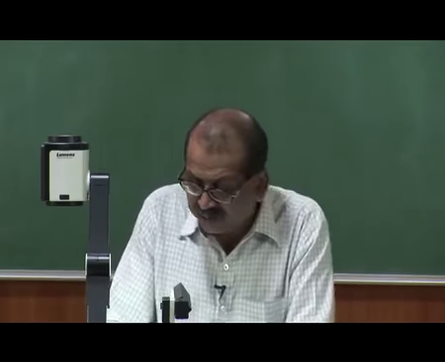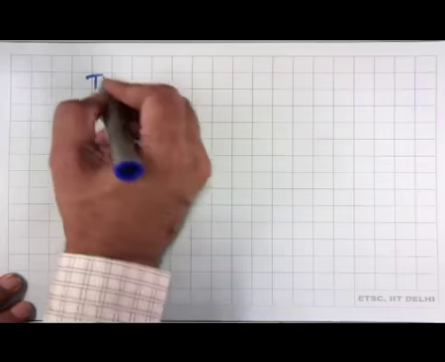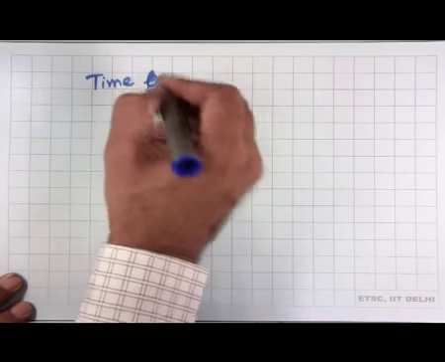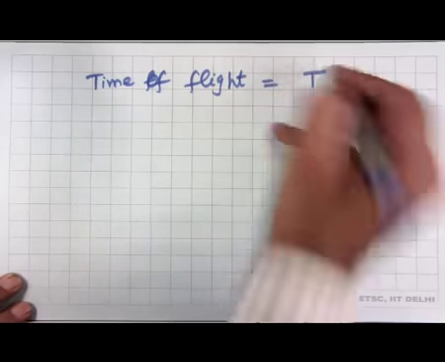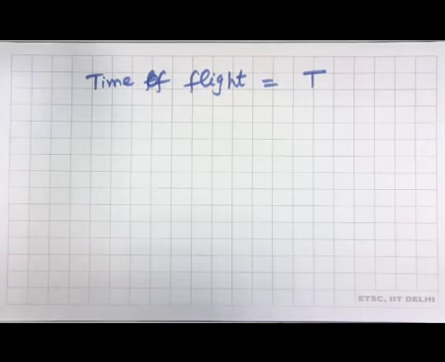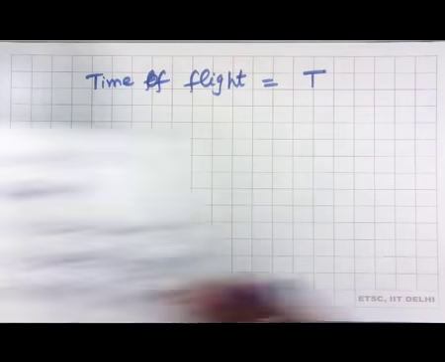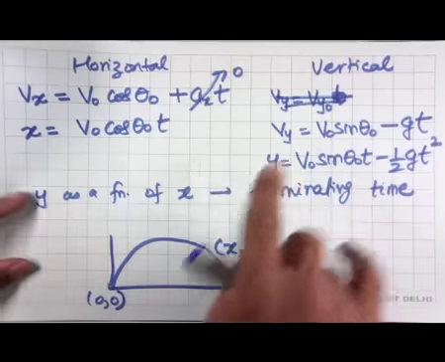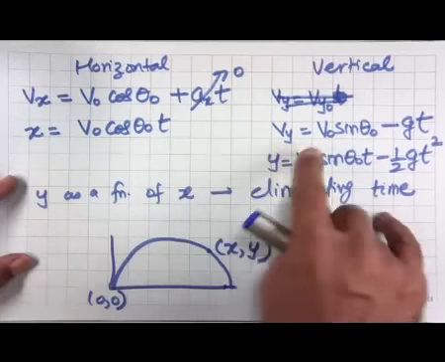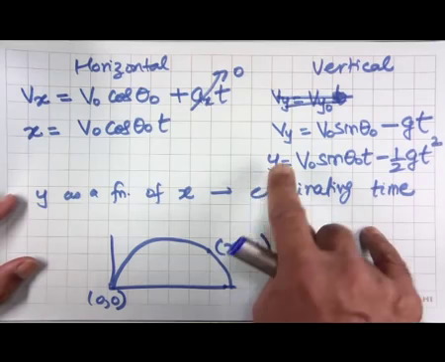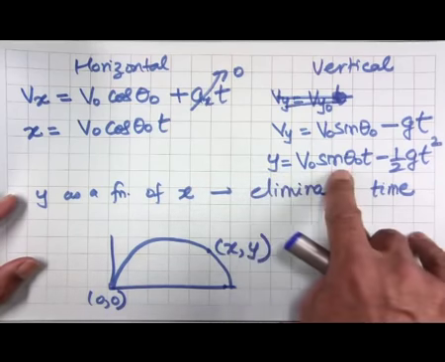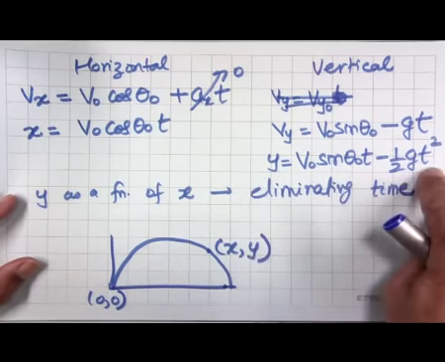Also, if we want to calculate the time of flight of the projectile, if we call that t, then this will be the time. For this we will need to go to the velocity equations. In the velocity equation we have vy is equal to this. If we look at the expression for y, y is equal to v0 sin theta 0 t minus half g t square.